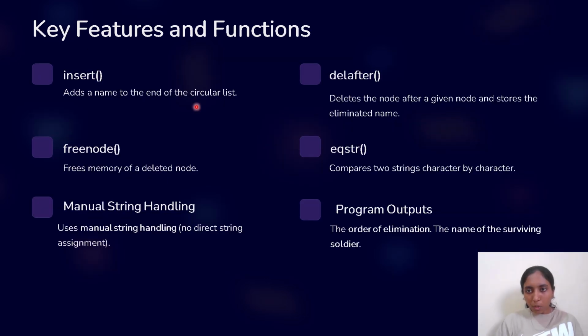So let's go over some important functions which we use in the program. That is insert, which adds a soldier's name to the circular list; the delafter function, which deletes the node right after a given node; and freenode, which frees up the memory of the deleted node. And the eqstr function manually compares two strings since we don't use direct string assignment. Each of these functions keeps the list updated and makes the main logic cleaner. We have used a manual string handling method, and the order of elimination is the output, and the name of the surviving soldier is the output.